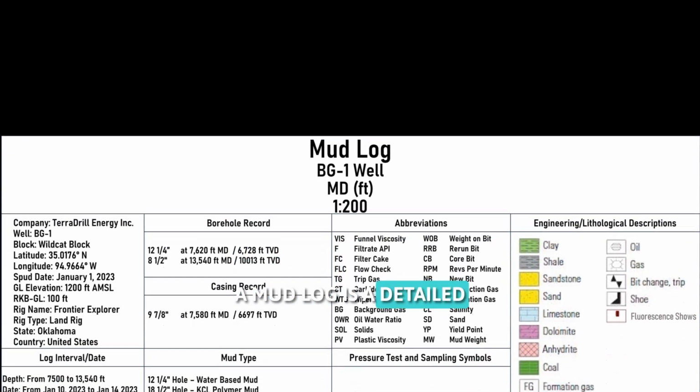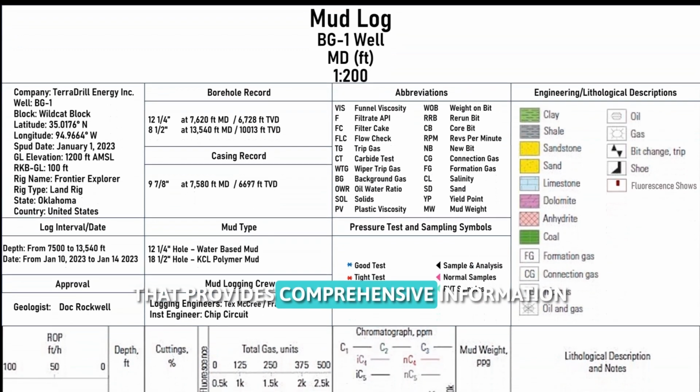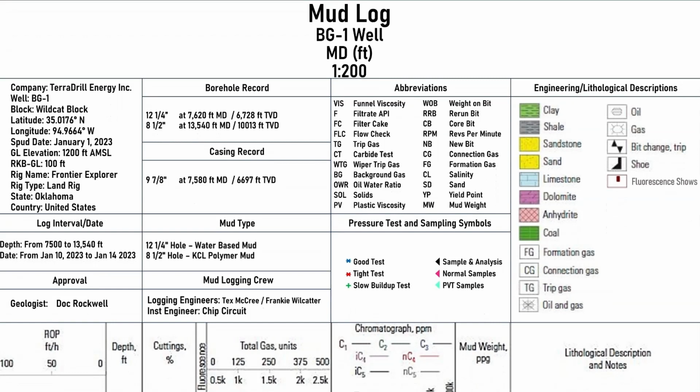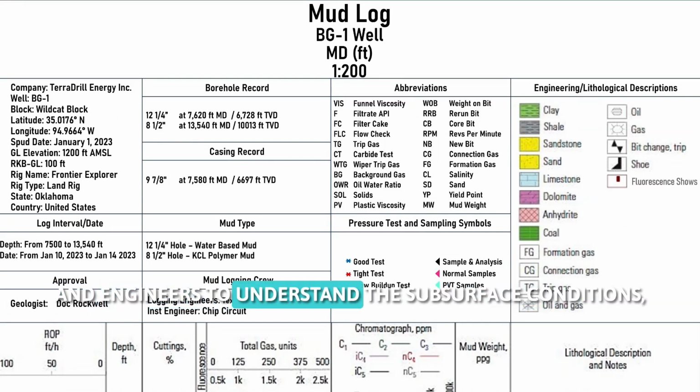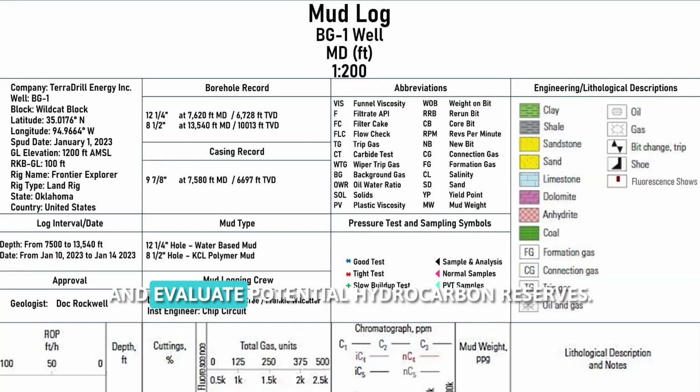A mud log is a detailed record used in oil and gas drilling operations that provides comprehensive information about the geology encountered during drilling. It serves as a crucial tool for geologists and engineers to understand the subsurface conditions, optimize drilling operations, and evaluate potential hydrocarbon reserves.